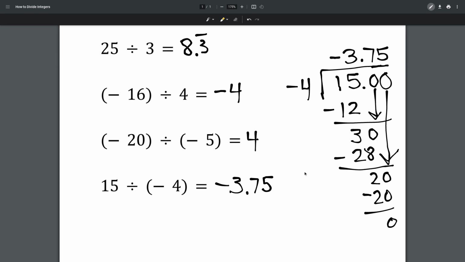Okay, so I think the takeaways of this video are, when you divide an integer by an integer, you might not get an integer result. You certainly could. And when you divide a negative integer by a positive number, or a positive integer by a negative number, you're going to get a negative. If you divide a negative integer by a negative integer, you get a positive.